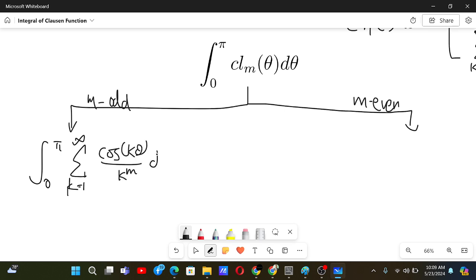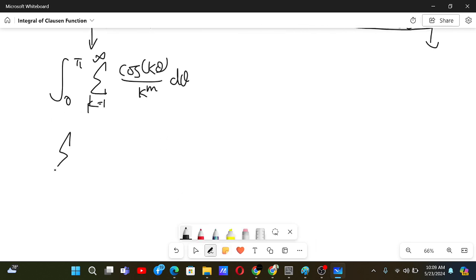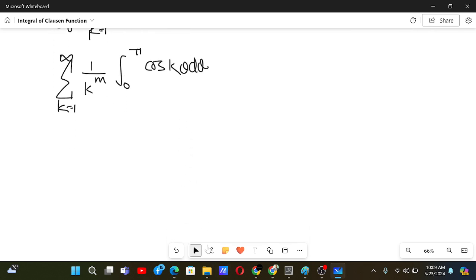Now we can interchange the sum and integral by the dominated convergence theorem. We get the sum from k equals 1 to infinity. For the integral, k is constant, so 1 by k to the power m, times the integral from 0 to pi of cos k theta d theta. You know the integral of cos k theta, it's pretty easy. It seems like the integral is going to be solved soon.